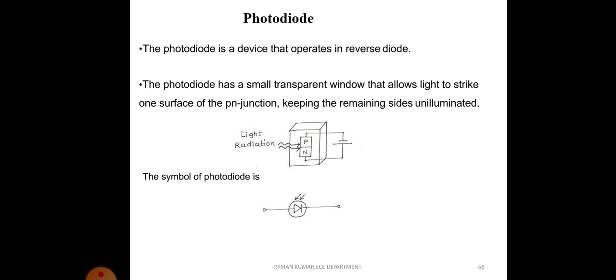See the arrangement of the reverse bias connection. The positive terminal is connected to the N region, and the negative terminal is connected to the P region. When light falls on this junction, the potential barrier has atoms and immobile ions. Immobile ion means there is no mobility. So the P side has negative potential, and the N side has positive potential. The atom has both positive and negative charge: inside there is a positive charge and outside there are electrons.